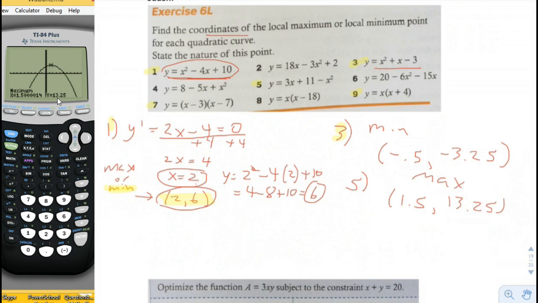Okay, and then number 7. Number 7 is a factored quadratic. We can put it in the calculator right the exact same way. You don't need to do FOIL or anything to put it in the calculator. The calculator doesn't mind that it's not multiplied out or simplified. X minus 3, x minus 7.